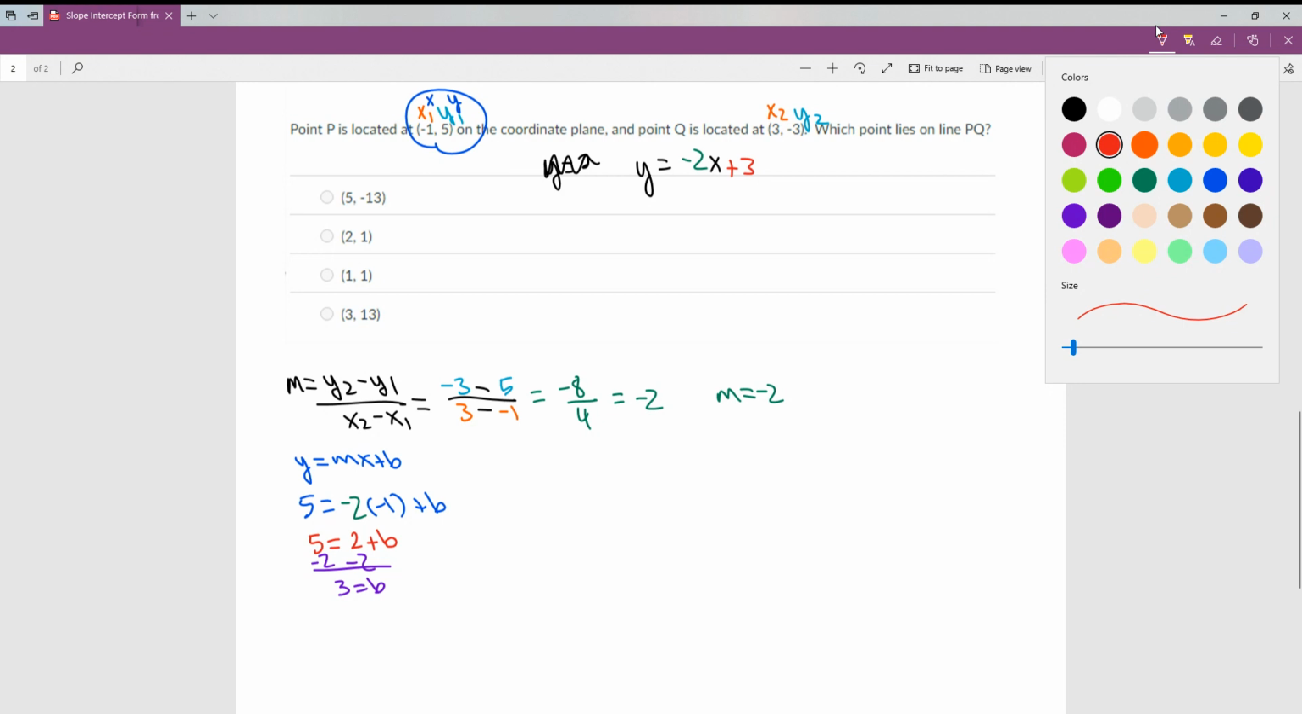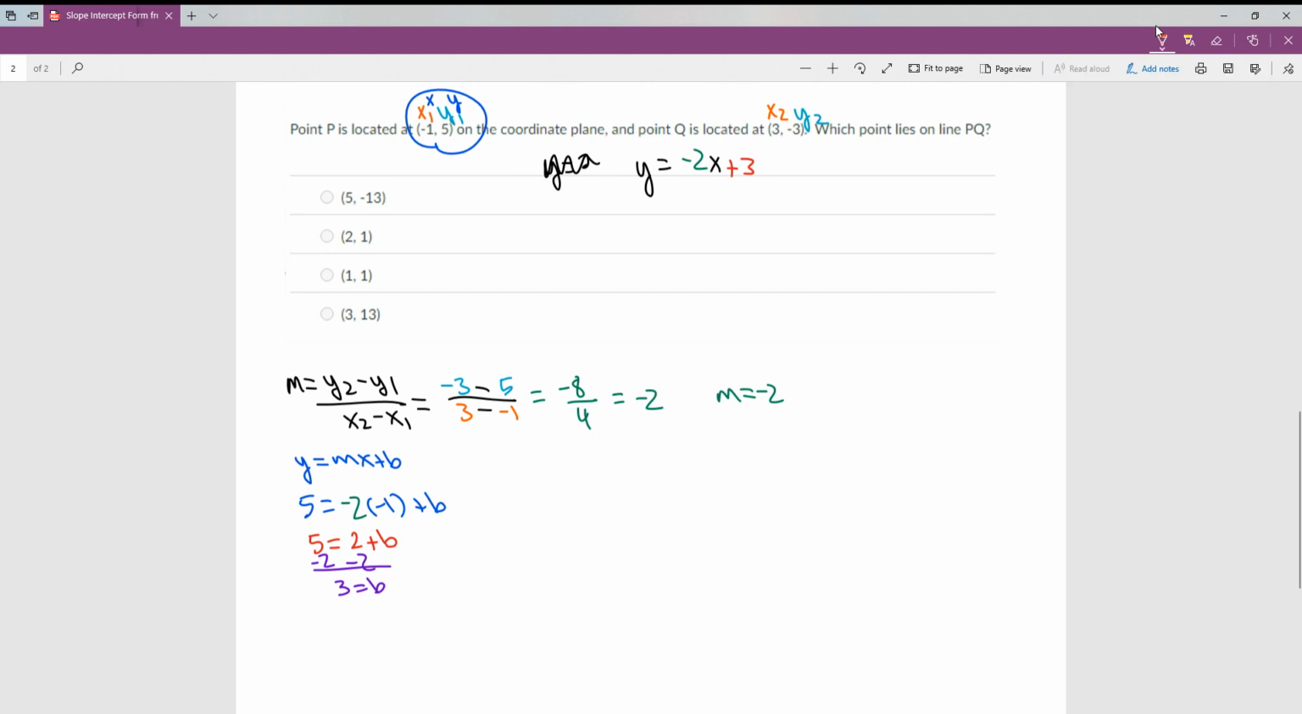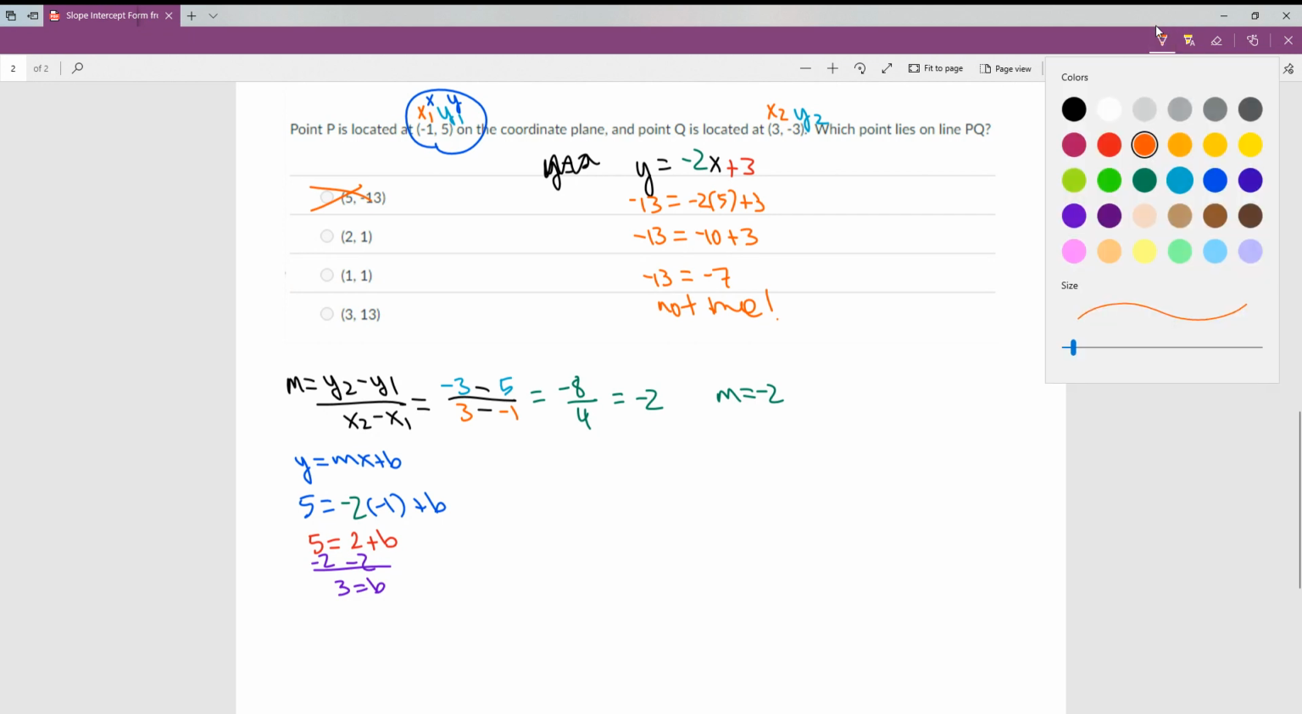So let's try this with this first option, 5, -13. So I'm going to plug in -13 for y, 5 for x. If I simplify that, I can't simplify anything on this side. -2 times 5 is -10 plus 3. And if I simplify the right-hand side one more time, -10 plus 3 is -7. So I get -13 equals -7. That is not true. I get an equation that doesn't make any sense. So that means that first point doesn't fall on the line. We're going to repeat this process for the other points.